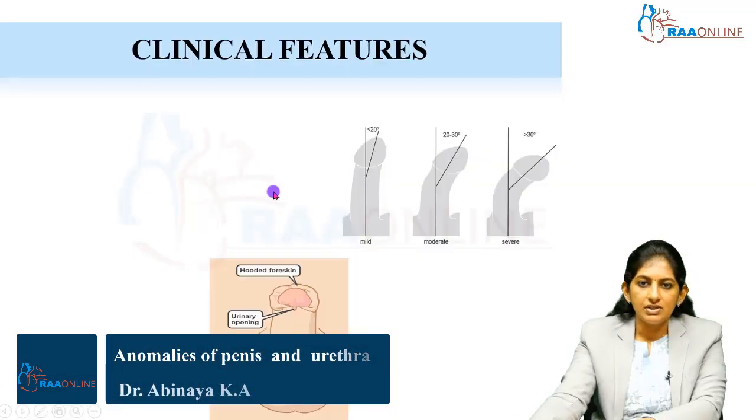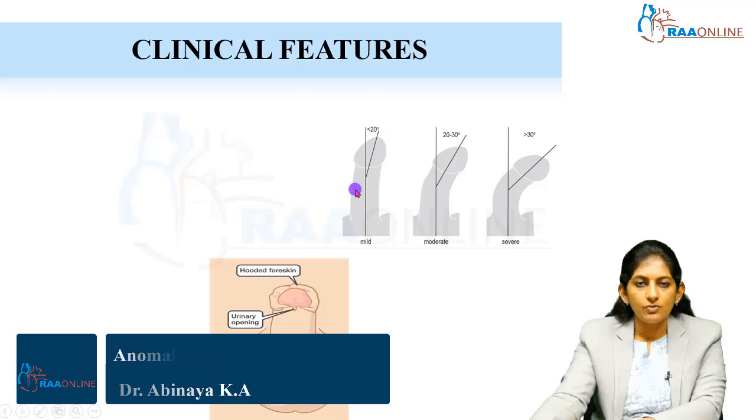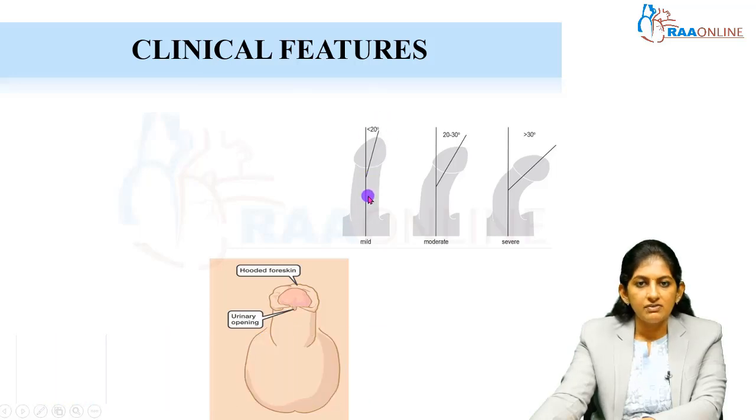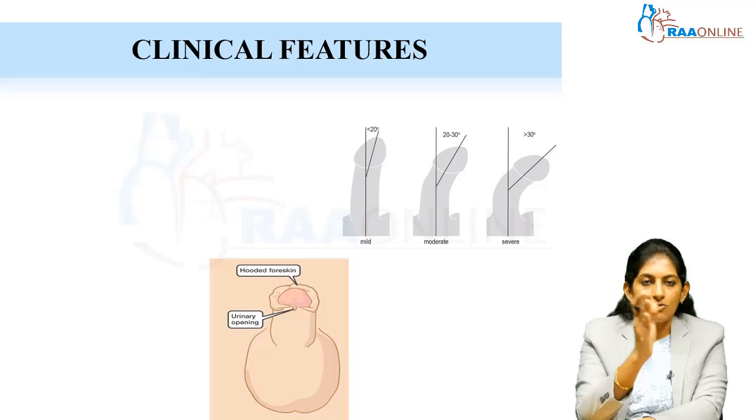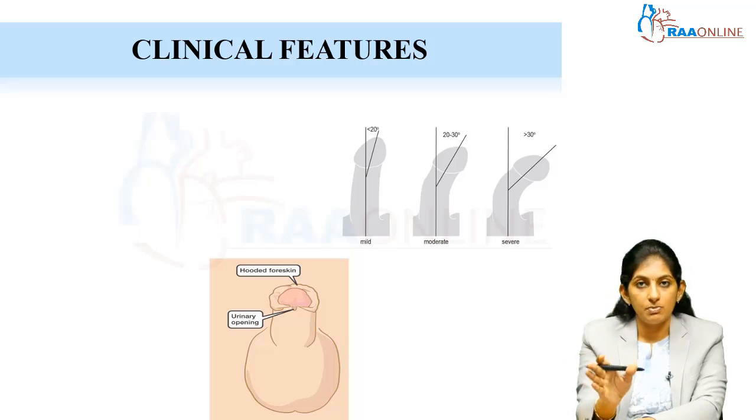This is something which we see along with hypospadias. What is this? This is the curvature of the penis totally. So whenever there is a curvature, we call it chordae. And depending on the angle of the curvature, it is classified as mild, moderate and severe. So this ventral curvature of the penis, that is chordae, can occur with hypospadias or it can occur even without hypospadias also. Just that curvature will be there.